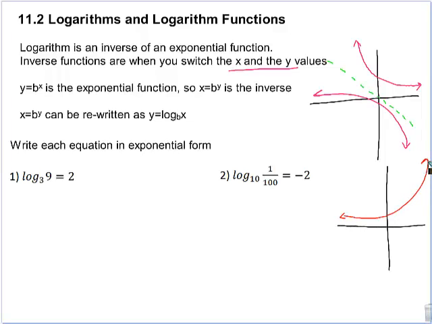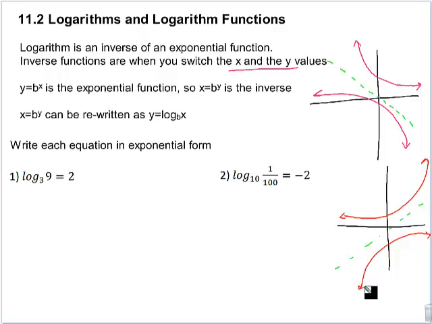So there's the growth function, and then if you take a look at the y equals x line, and you look at it reflected across, those would be inverses of each other. There's reflected across. Okay? So they're inverses of each other.